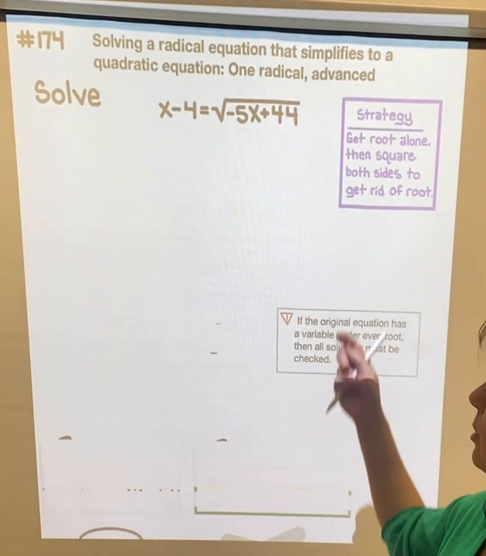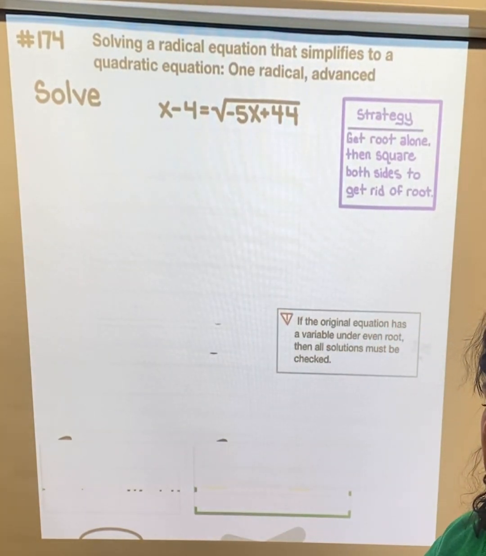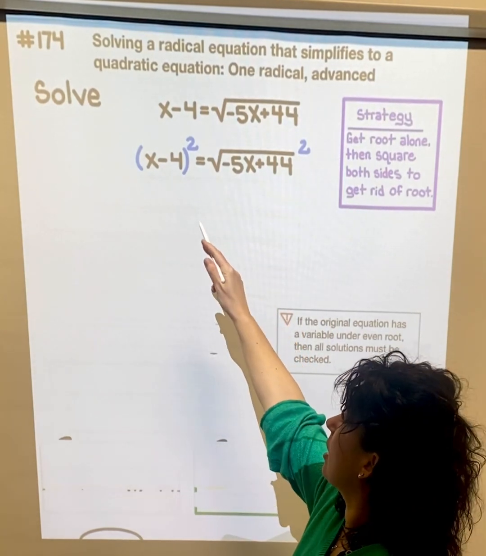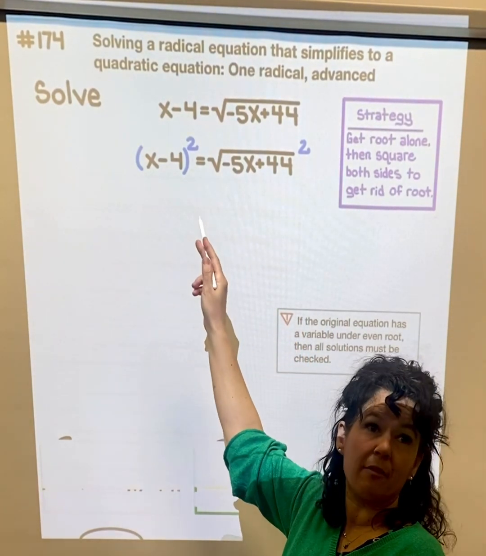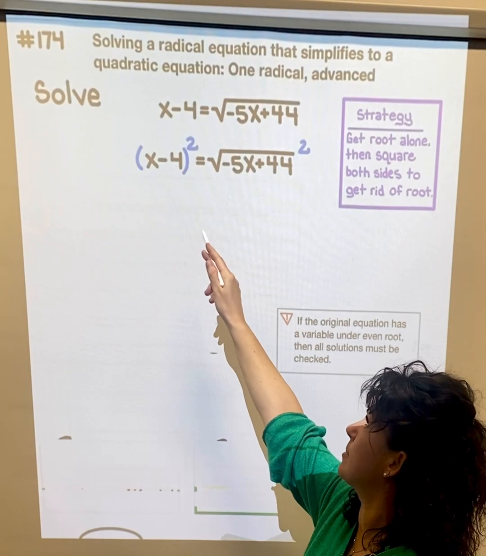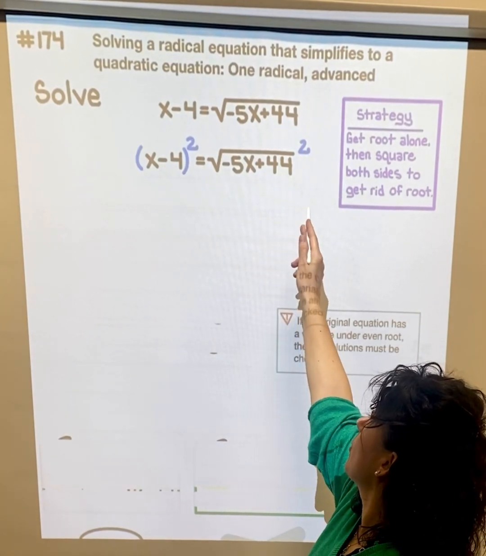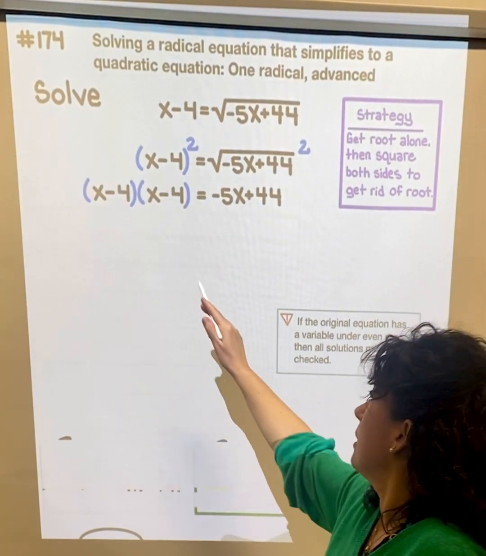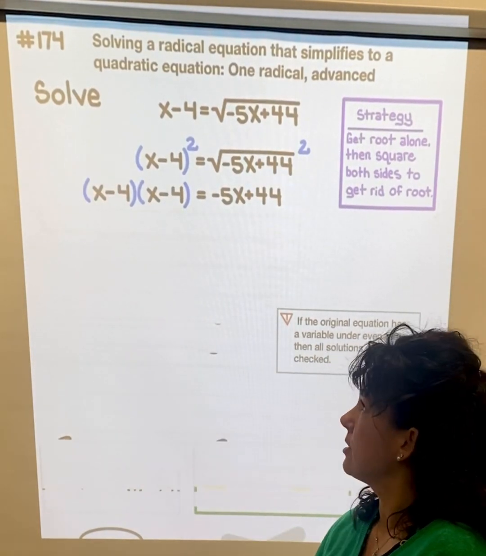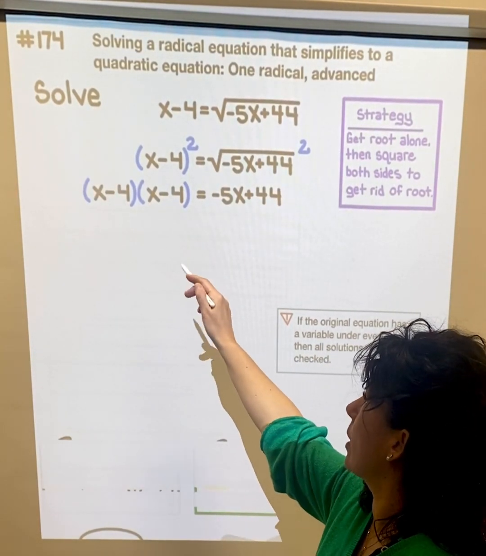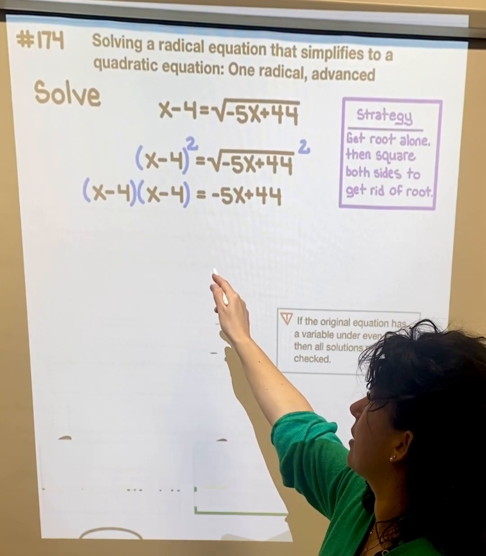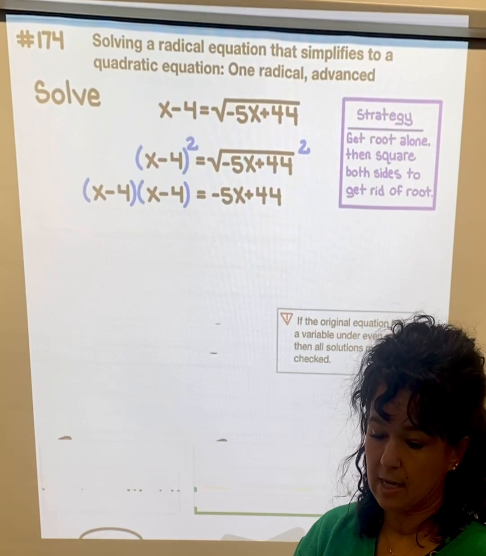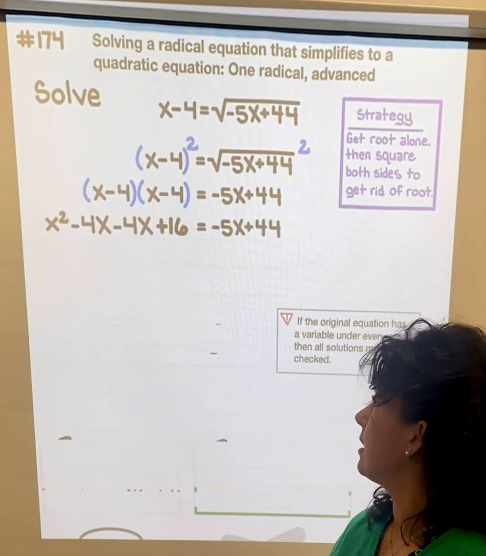But here we've got the root by itself. So the next thing I'm going to do is square both sides. That means on the left-hand side, I'm going to have to FOIL x minus 4 times x minus 4. And on the right side, the square gets rid of the square root. Now I'm going to FOIL that. So x times x is x squared, x times negative 4, negative 4x. Inside another negative 4x, and negative 4 times negative 4 is 16.